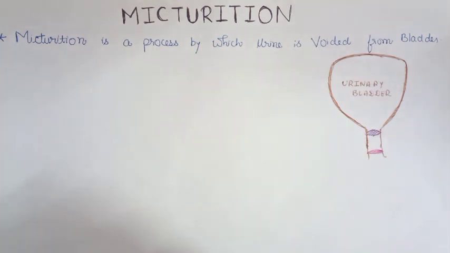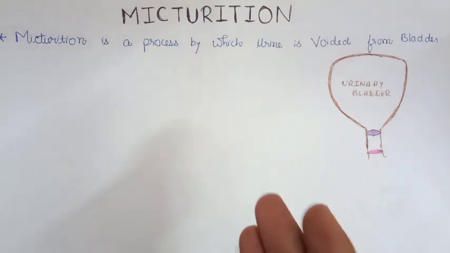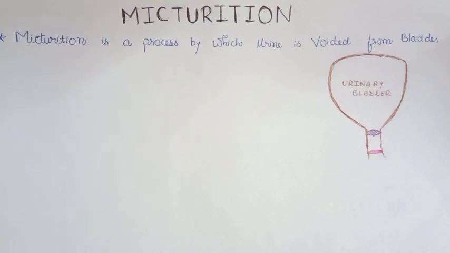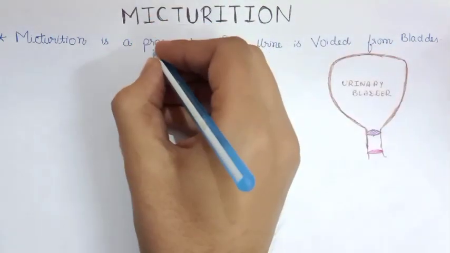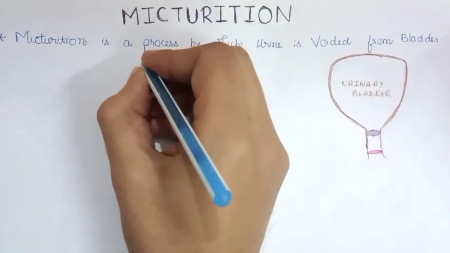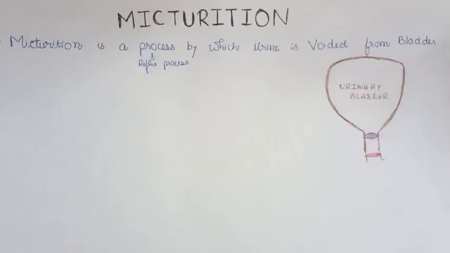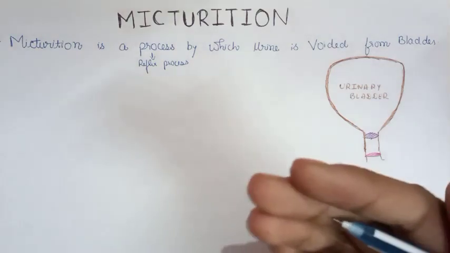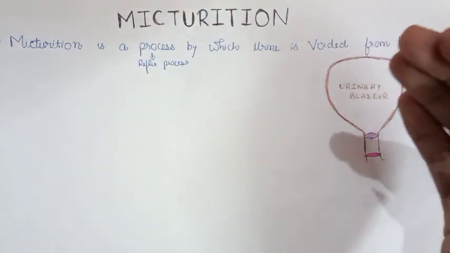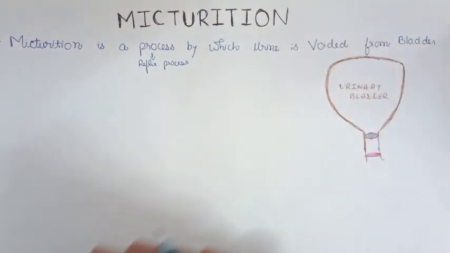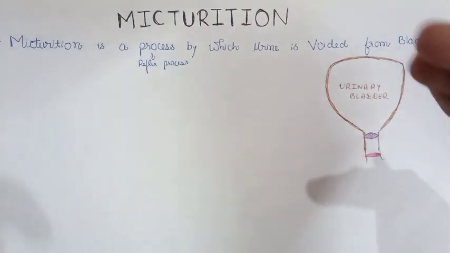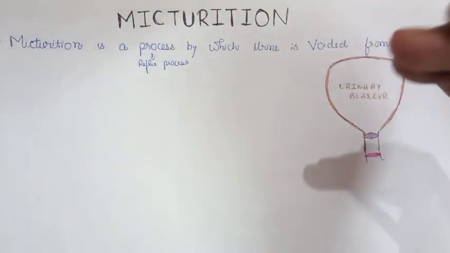Here we have a very good definition for micturition, that it is a process by which urine is voided from the bladder. I would like to add a note to the definition that it is a reflex process. Micturition is a reflex process by which urine is voided from the bladder, or the bladder is emptied. There are various steps that occur during the process of micturition that lead to the emptying of the urinary bladder.